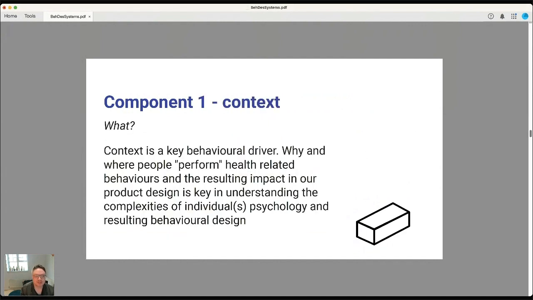So this first idea is context, and for me personally, context in behavioral science and behavioral design is a key behavioral driver, especially when it comes to healthcare behaviors. So thinking about why and where people perform health-related behaviors and the resulting impact, especially in our product design, is key in understanding the complexities of individuals, their psychology, and the resulting behavioral design.